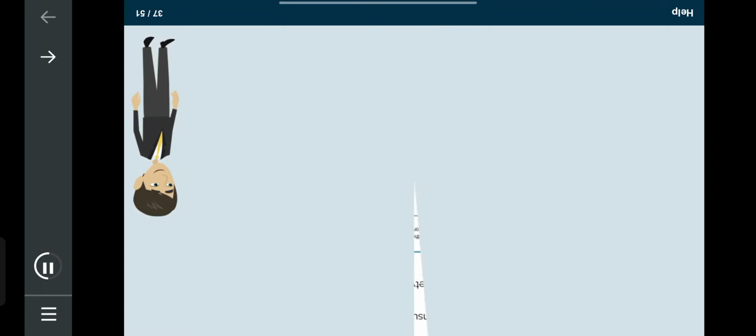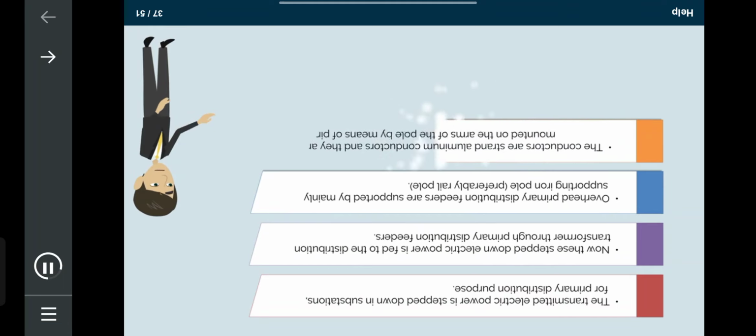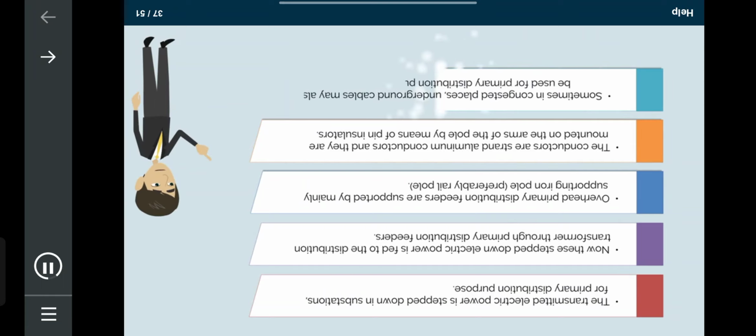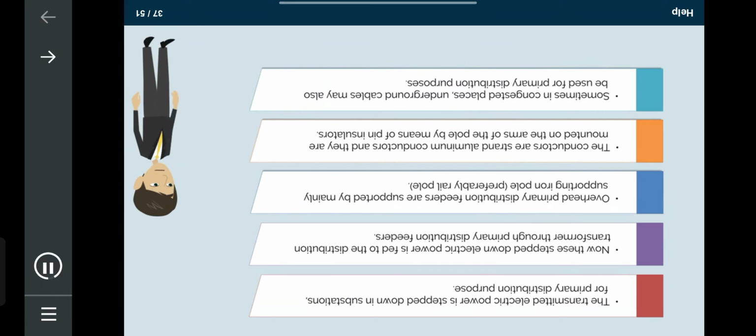The transmitted electrical power is stepped down in substations for primary distribution purpose. Now this stepped-down electrical power is fed to the distribution transformer through primary distribution feeders. Overhead primary distribution feeders are supported by mainly supporting iron poles, preferably rail poles. The conductors are stranded aluminium conductors and they are mounted on the arms of the pole by means of pin insulators. Sometimes in congested places, underground cables may also be used for primary distribution purposes.